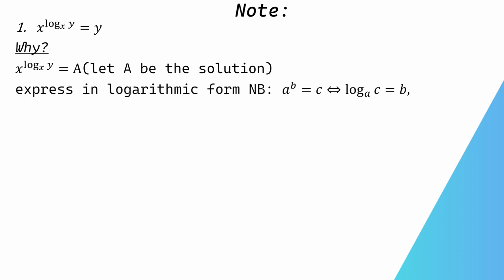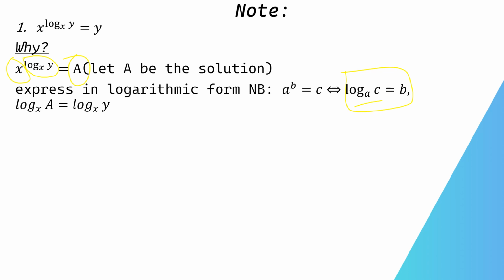Okay, so express this in logarithmic form. We know that anytime we have A to the exponent b equals C, in logarithmic form, log C to the base A equals b. So here what's our A? Look at it critically. Here our A is x. Our b is log y to the base x. Now C is capital A. Wherever you see A here, you place x there. Wherever you see C, you place capital A there. Wherever you see b, you place log y to the base x. Let's see what happens.